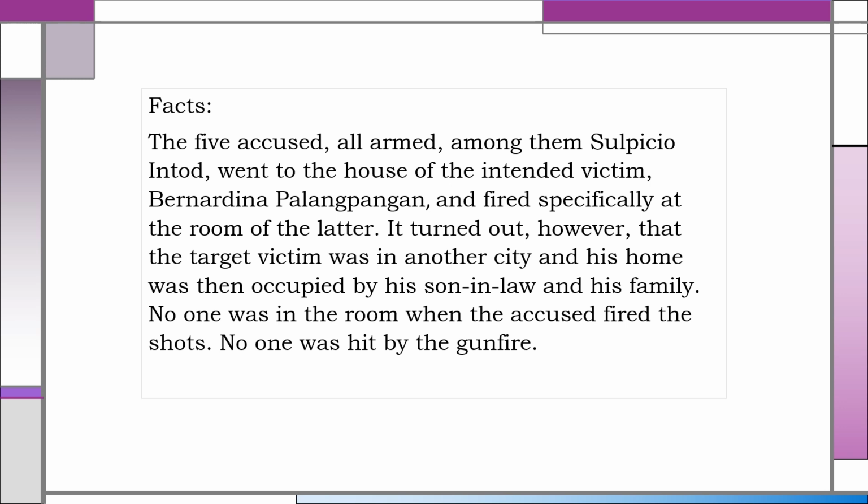Facts of the case. The 5 accused, all armed, among them Sulpicio Intod, went to the house of the intended victim, Bernardina Palangpangan, and fired specifically at the room of the latter. It turned out, however, that the target victim was in another city and his home was then occupied by his son-in-law and his family. No one was in the room when the accused fired the shots. No one was hit by the gunfire.